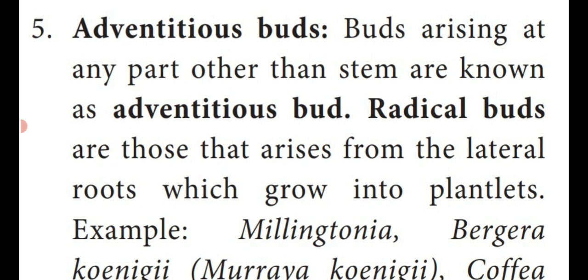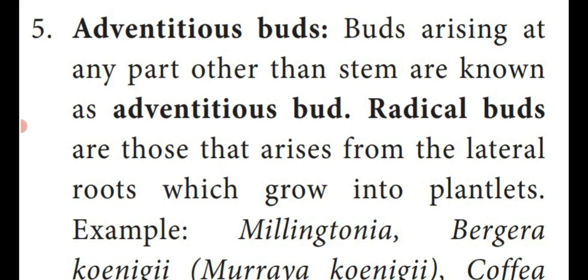The first one is the radical bud. Dear students, do you remember the word radical? What is that? It is the lower part of an embryo, which gives rise to the root system, isn't it? So whenever you hear the word radical, it means root only. So the bud is known as what?